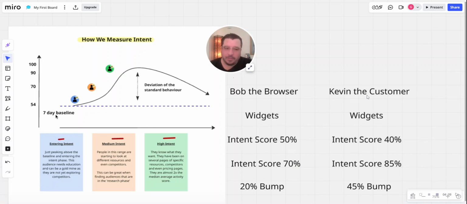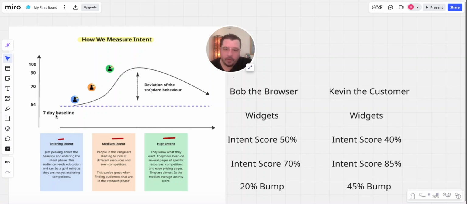Then we look at Kevin, the customer. Kevin is typically at that 40%, and then all of a sudden, Kevin jumps to 85%. He went from someone who has interest in widgets to someone who is visiting pricing pages, Googling for reviews, requesting demos, landing on specific company pages, and really has escalated his intent from just being interested in widgets to looking to make a move on purchasing widgets. So his intent score has bumped 45%. And that is what we are looking for.